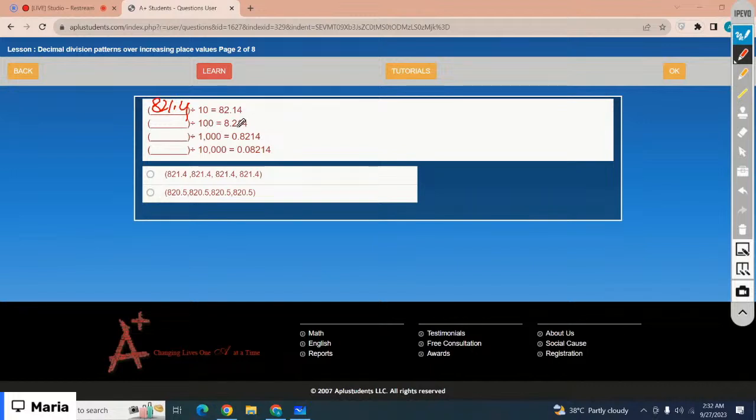Then by 100, the decimal point is moved two places left. That means it is 821.4. Then by 1000, the decimal point is moved three places. So they all are 821.4. Option number 1 is the correct option, right?